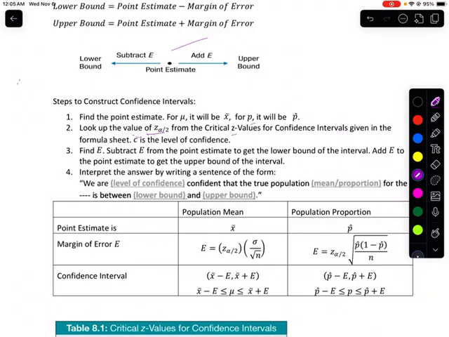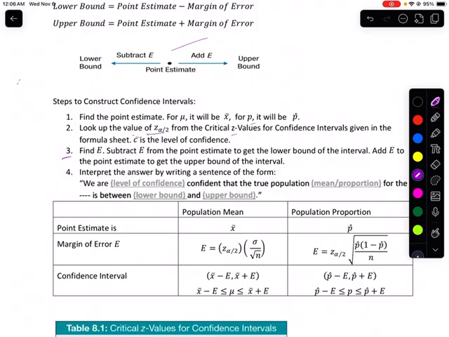Now, how will you find E? Because the next step is to find E, number 3. So it says find E, subtract E from the point estimate and add E to the point estimate. We got the point estimate, but now we need E in order to figure out what the confidence interval will be. And once we have done that, then we interpret our answer.